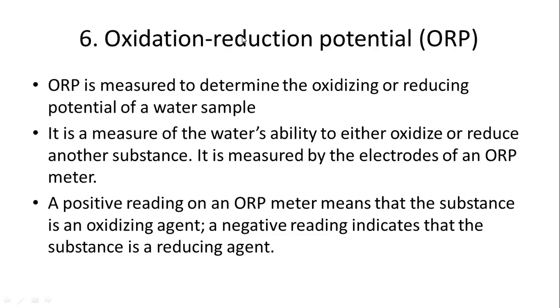So oxidation reduction potential. ORP is measured to determine the oxidizing or reducing potential of a water sample. It is a measure of the water's ability to either oxidize or reduce another substance, and it is measured by the electrodes of an ORP meter. So with this one as well, you have a meter already, so you can just get the readings immediately from inserting the electrodes into a sample. A positive reading on an ORP meter means that the substance is an oxidizing agent, while a negative reading indicates that the substance is a reducing agent.